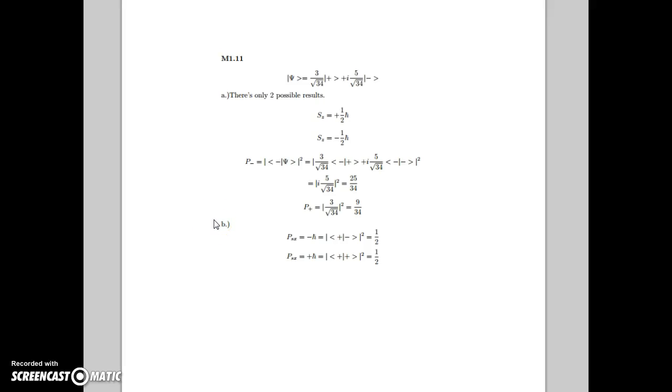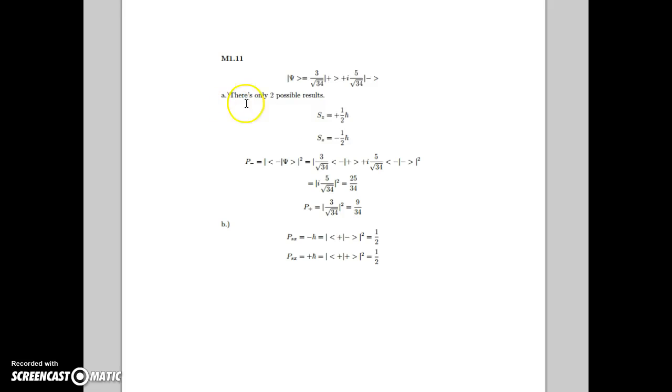So I'm doing standard 1.1. I'm doing question 1.11 from the book. It gives you that half-spin particles are in this state right here. And then the first part asks you to find the possible results of the spin component.